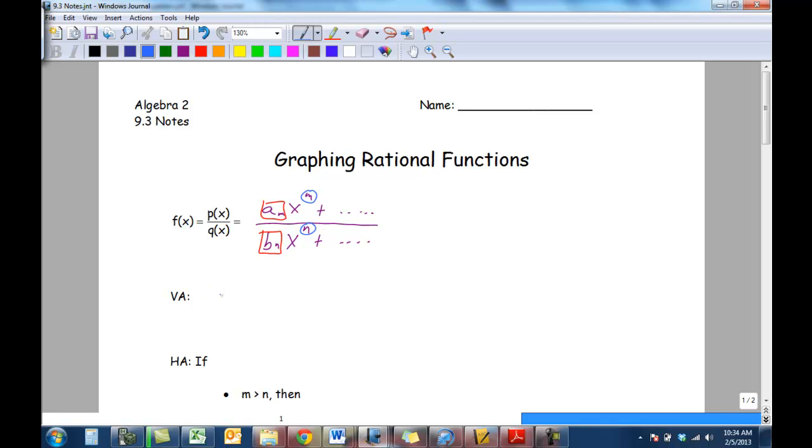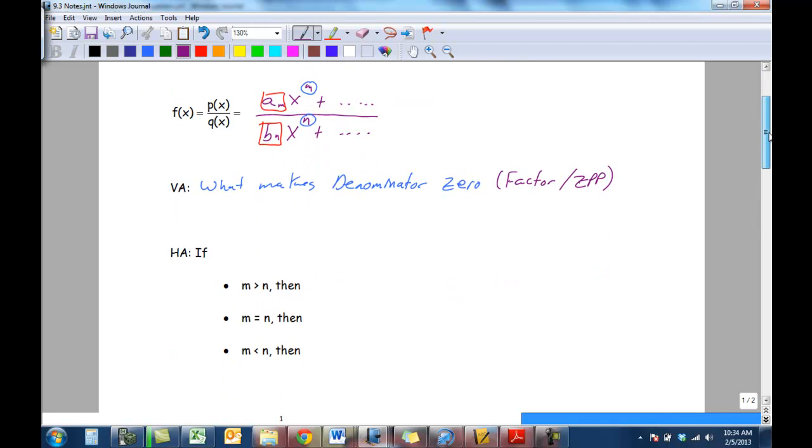Now, our vertical asymptotes are still going to occur where they always occurred. What makes the denominator 0? The way we're going to find that out is we're going to factor and use the zero product property. Where it gets tricky is the horizontal asymptote.